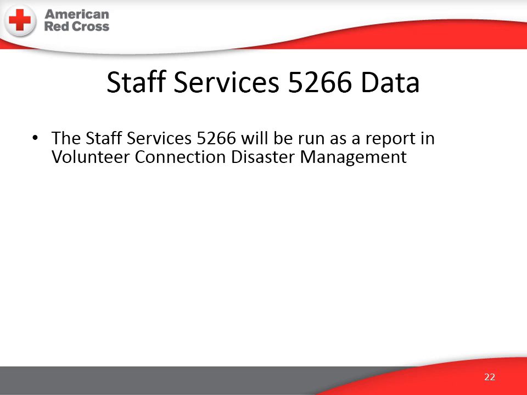Staff Services has statistical information that must be entered into the Disaster Operation Control Form 5266. The data that Staff Services workers enter into Volunteer Connection Disaster Management will generate most of the statistical information that is required for the Staff Services 5266. The Staff Services 5266 will be run as a report in Volunteer Connection Disaster Management in the Incident Listing Run Report tab. You will need to check that the report was updated for the current day's data.